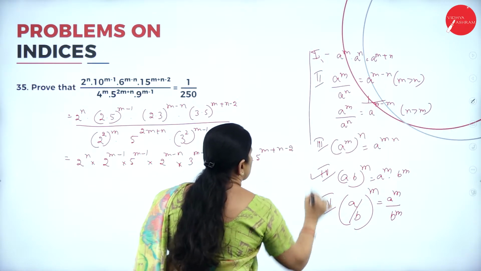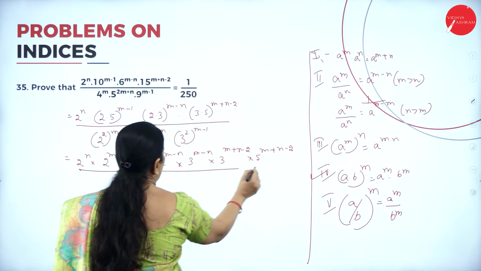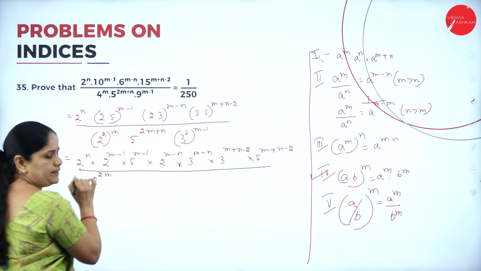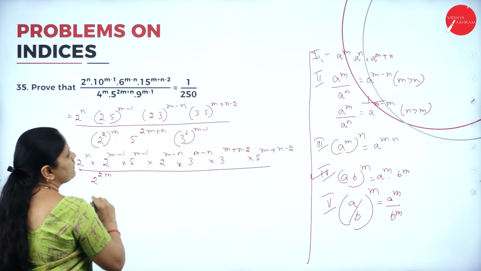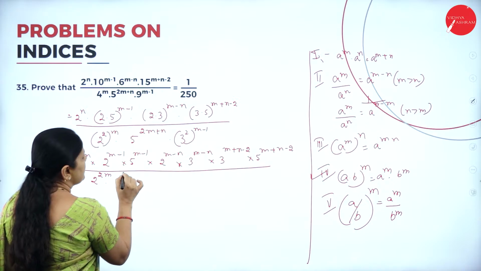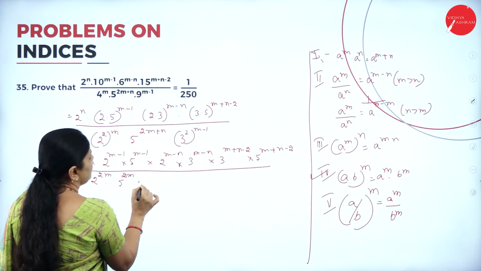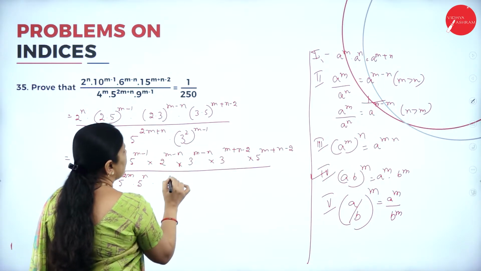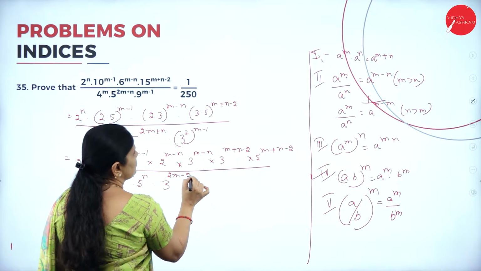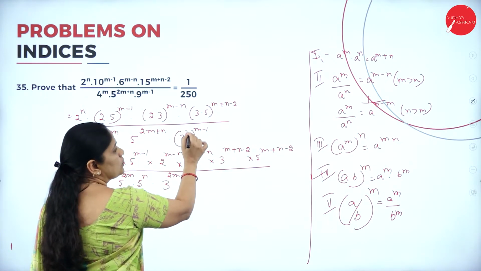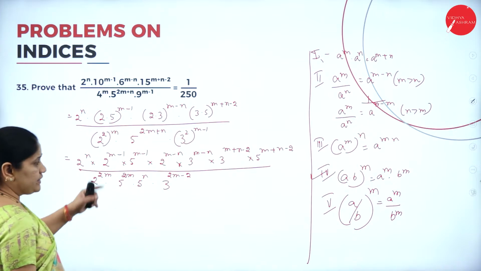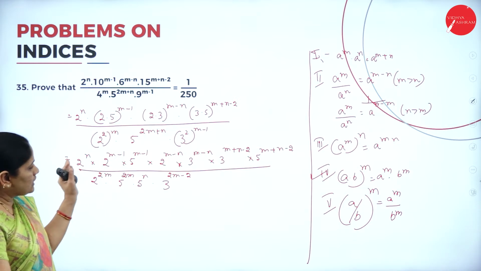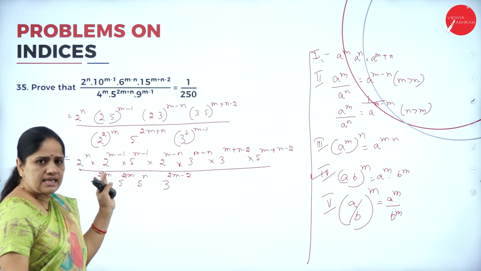minus 2. So, next, in the denominator, we will be having 2 to the power of 2m. Okay, then 5 to the power of 2m plus n can be written as 5 to the power of 2m into 5 to the power of n into 3 to the power of 2m minus 2. So, 2 into m is 2m, 2 into 1 is 2. Now, I will simplify it further. So, in the further simplification, I will segregate all the 2's, the 3's and the 5's.